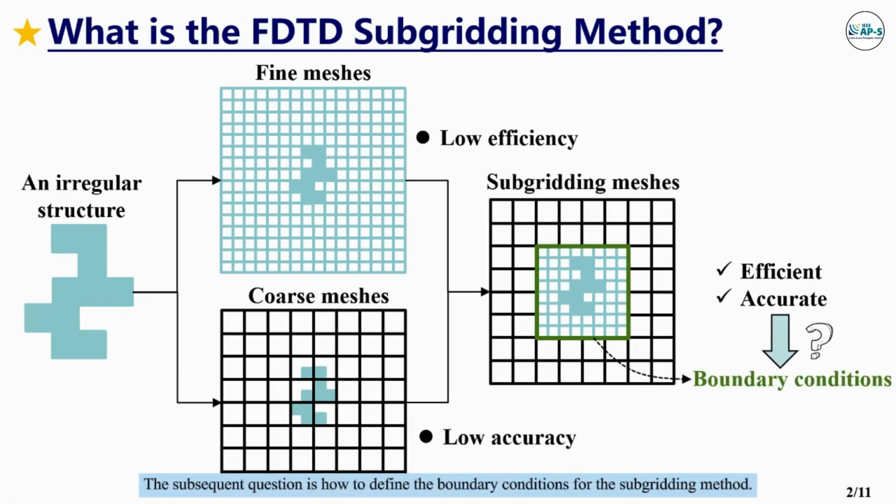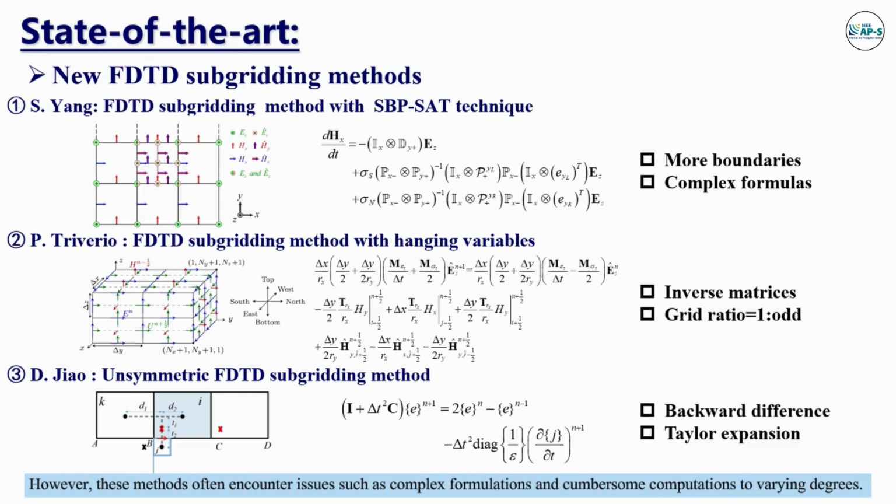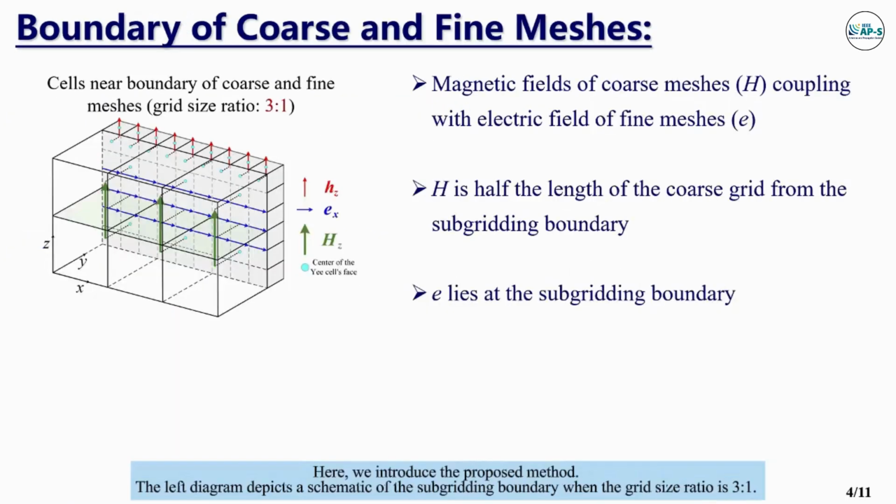The subsequent question is how to define the boundary conditions for the subgridding method. In recent years, many novel FDTD subgridding methods have been proposed. However, these methods often encounter issues such as complex formulations and cumbersome computations to varying degrees. Therefore, we aim to propose a subgridding method with simple and clear formulations that facilitate computations. Here, we introduce the proposed method.